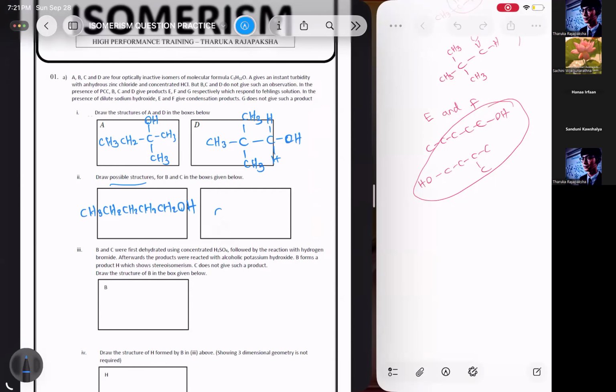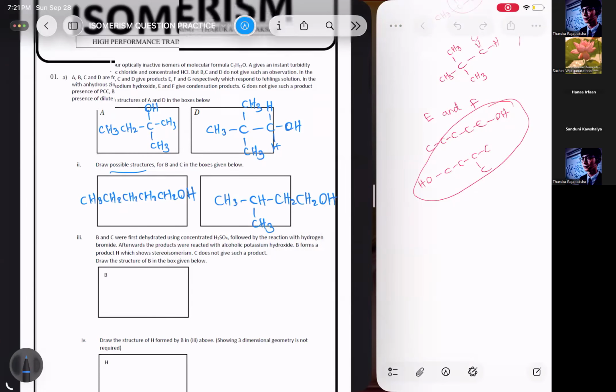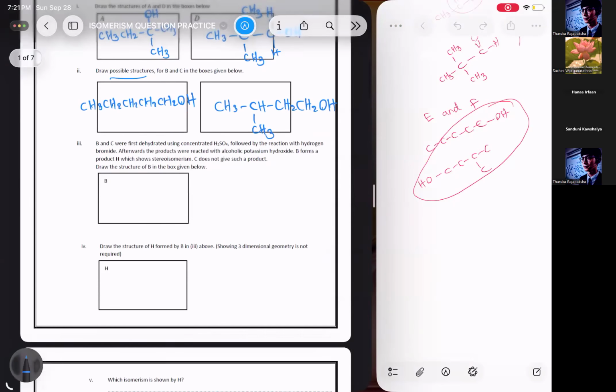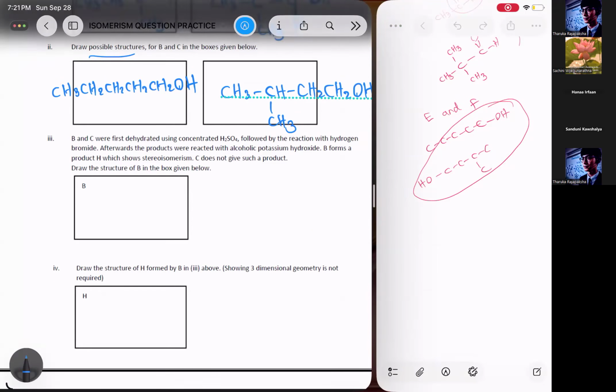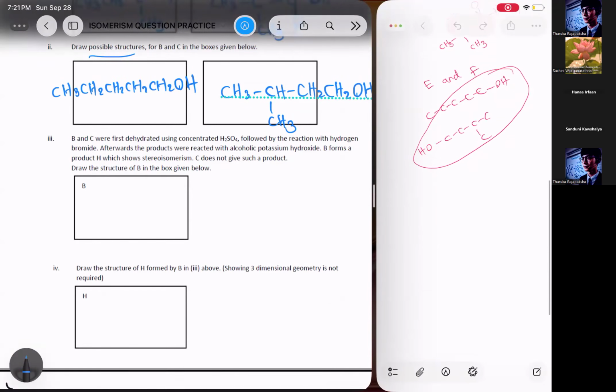The other structure possible is CH3, C, CH3, H, CH2, CH2OH. There you go. Right. Now they are telling something to distinguish between B and C. Look at the third Roman number. B and C were first dehydrated using conc H2SO4.